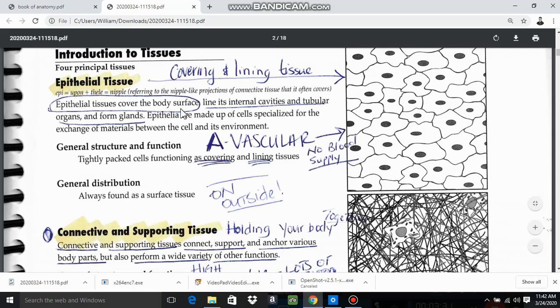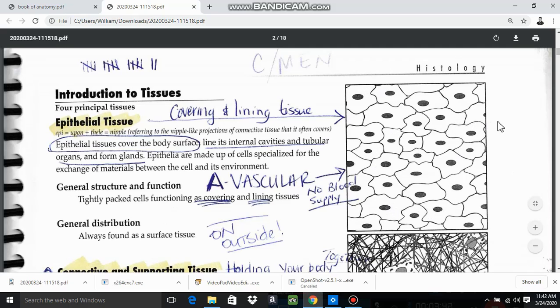Epithelial tissues cover the body surface and line the internal cavities. So this is kind of a funny picture here that someone has drawn of how it looks, I guess, under a microscope. Covering and lining tissue is a good note to keep under epithelial tissues. That's the E in semen. Epithelial, covering and lining. Something to remember is that this tissue is avascular. There's no direct blood supply to epithelial tissue.